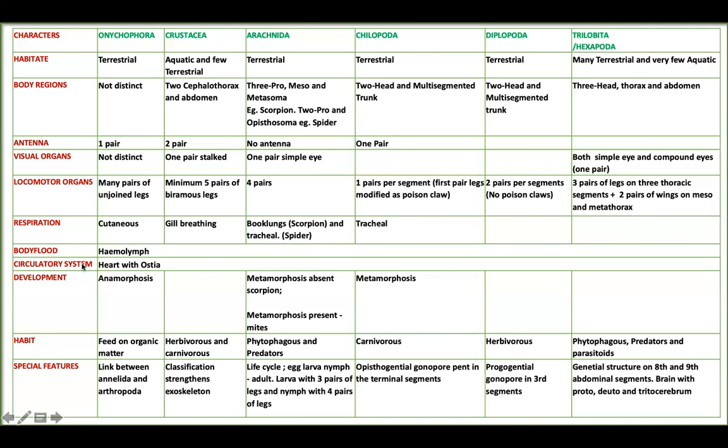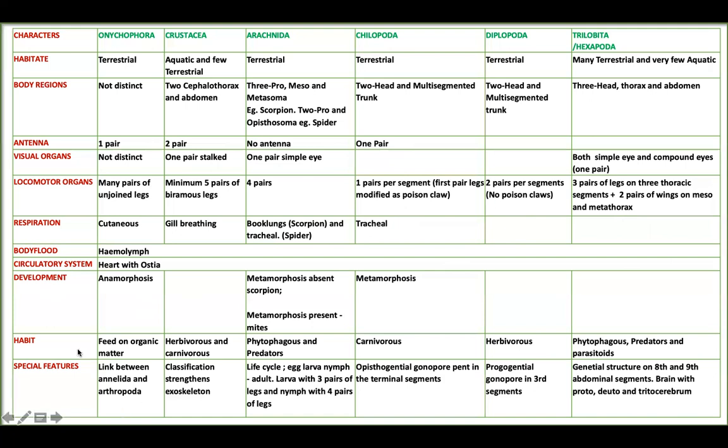So coming to the circulatory system, all having the heart with ostia. Body fluid, they all have hemolymph, because we have studied all, they all come under the Arthropoda. So all having the hemolymph. Then development, different kinds of metamorphosis are present, some having anamorphosis, some having metamorphosis. So that can be studied further.